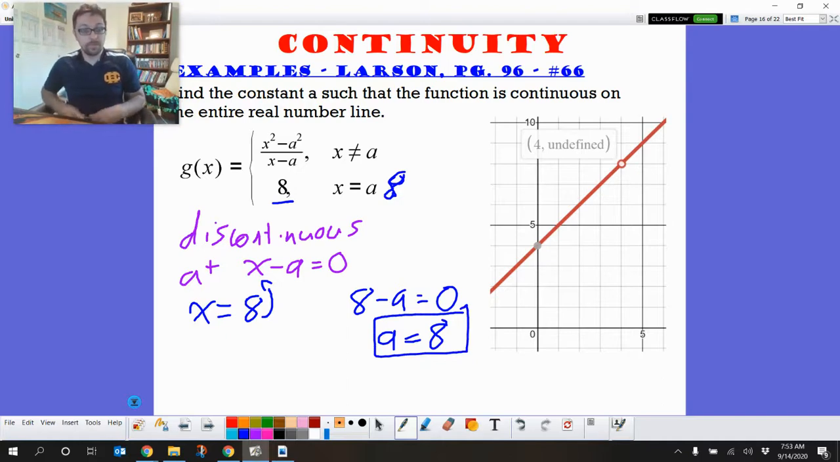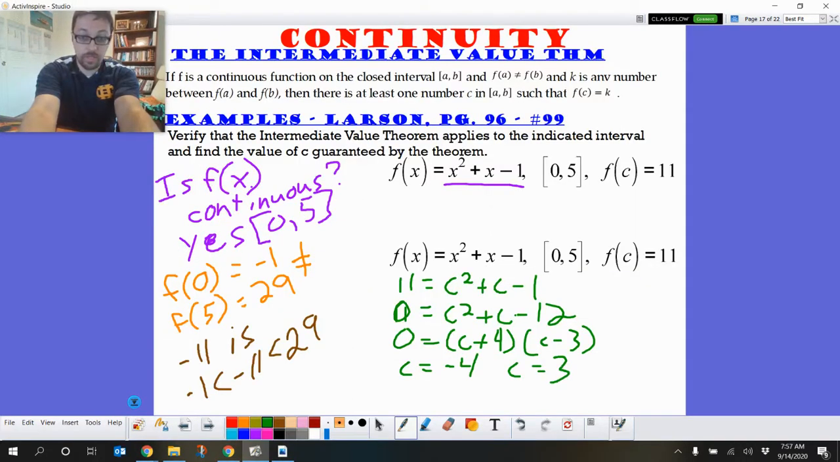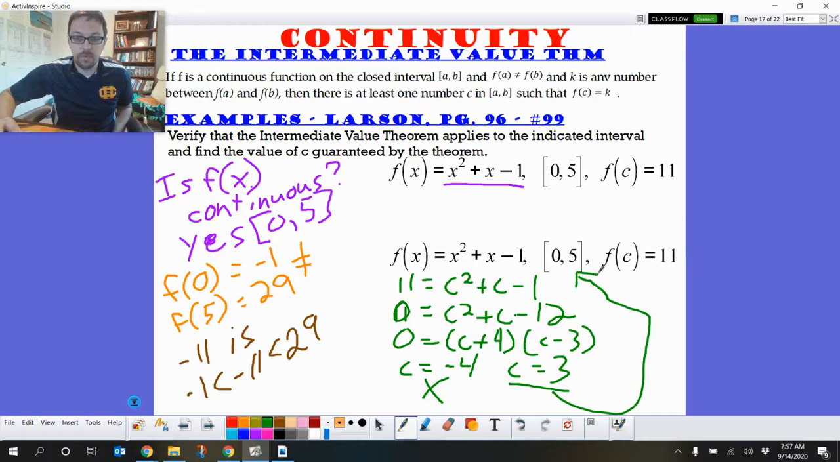And that'll work. So we find the spot where we're having some trouble, figure out where the two are going to meet up. 3. Now, this one is not the one that we were looking for. That one is not between 0 and 5. We were checking for something between 0 and 5. Well, hey, that's 3. 3 is between 0 and 5. So we do have that number between 0 and 5, and it does spit out 11.